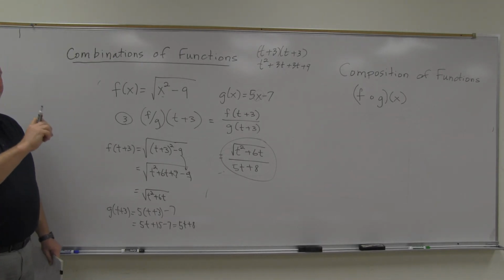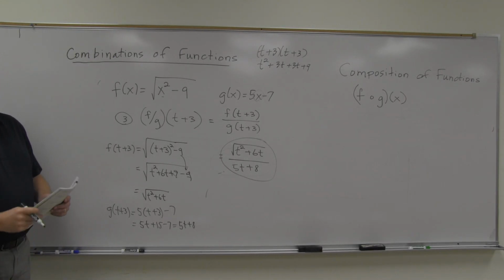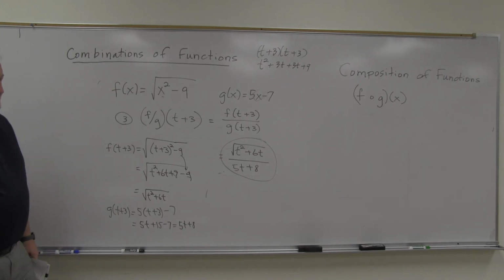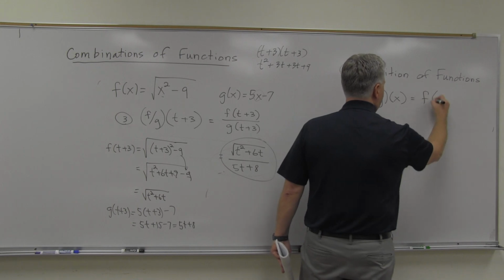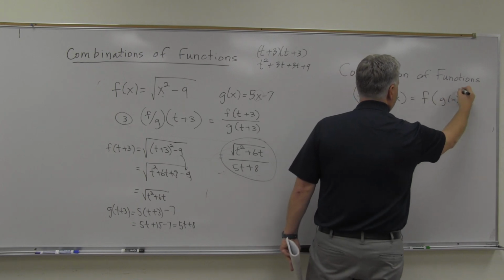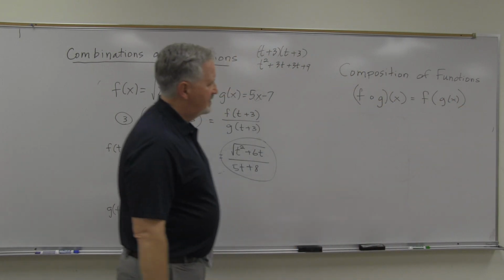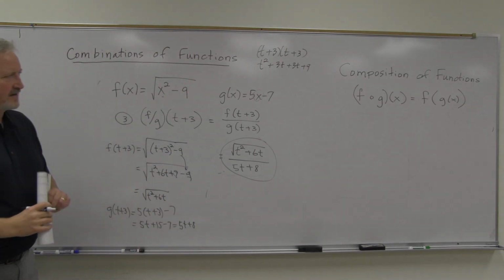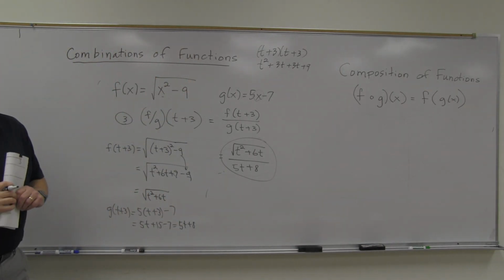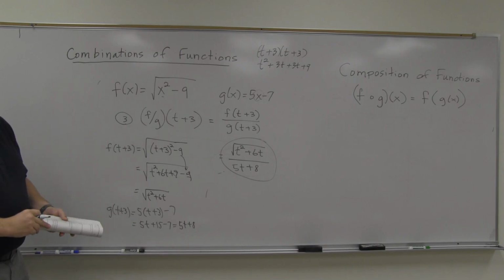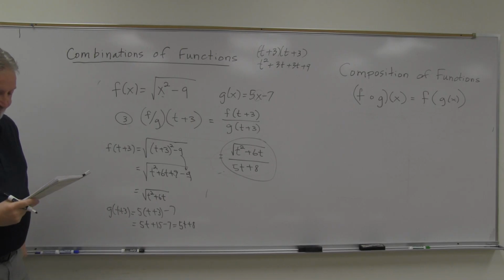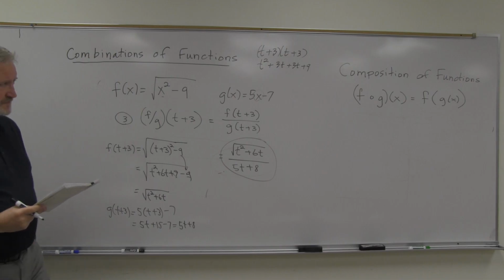So notice it's not times, it's circle. It's the composition symbol there. And here's what that means. The way you do F circle G, that composition, is you take F of G of X. So it kind of is a process there. So let me do one of those.